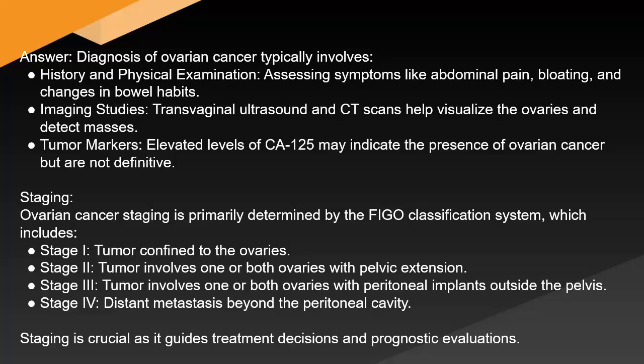Ovarian cancer staging is primarily determined by the FIGO classification system, which includes Stage I, tumor confined to the ovaries. Stage II, tumor involves one or both ovaries with pelvic extension. Stage III, tumor involves one or both ovaries with peritoneal implants outside the pelvis. Stage IV, distant metastases beyond the peritoneal cavity. Staging is crucial as it guides treatment decisions and prognostic evaluations.